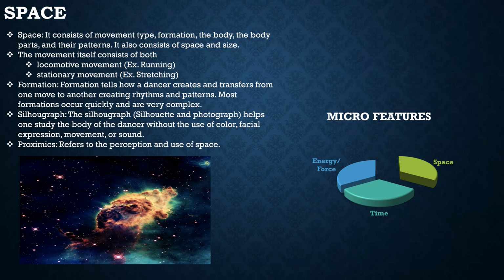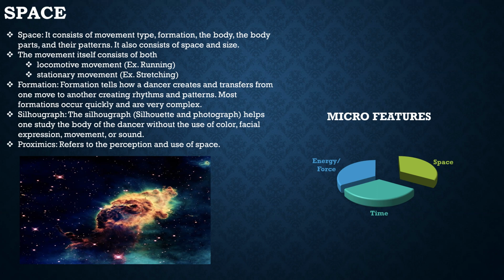Formation. Under space is formation. Formation tells how a dancer creates and transfers from one move to another, creating rhythms and patterns. Most formations occur quickly and are very complex. Because of the complexity and their speed, it is very hard to organize each individual movement or formation into equal sections or parts. The silograph or xylograph is a silhouette and a photograph smashed together.